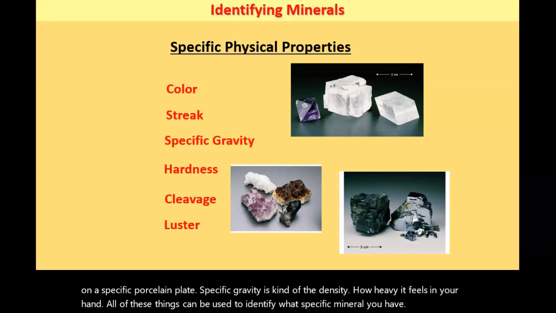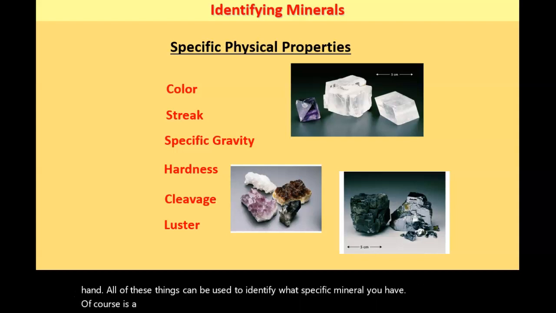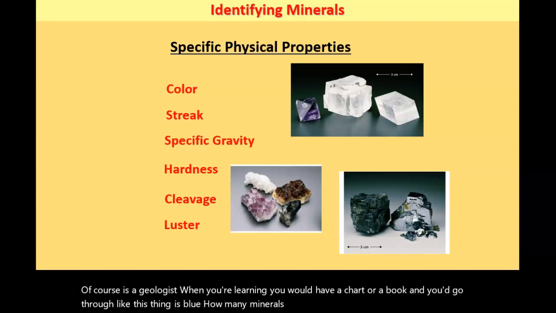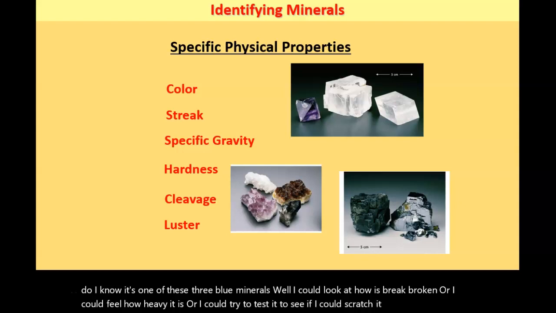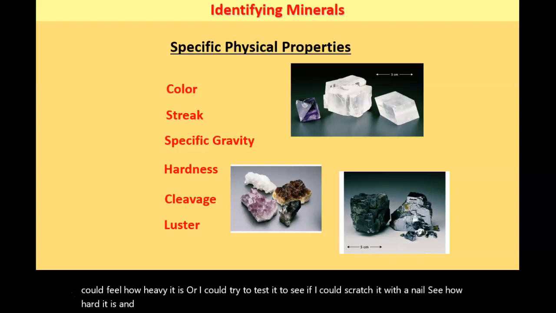Of course, as a geologist, when you're learning, you would have a chart or a book, and you'd go through, you're like, oh, this thing is blue. How many minerals are blue? Well, there's not a whole lot. So how do I know it's one of these 3 blue minerals? Well, I could look at how it's broken, or I could feel how heavy it is. Or I could try to test it to see if I could scratch it with a nail, see how hard it is. And that would eventually lead me to the name of that mineral.